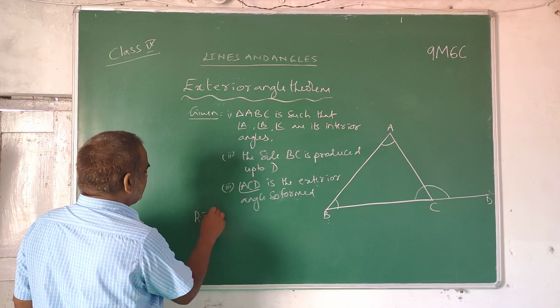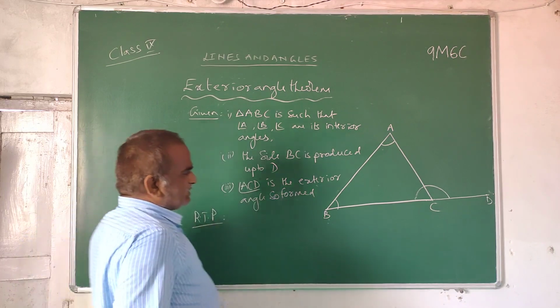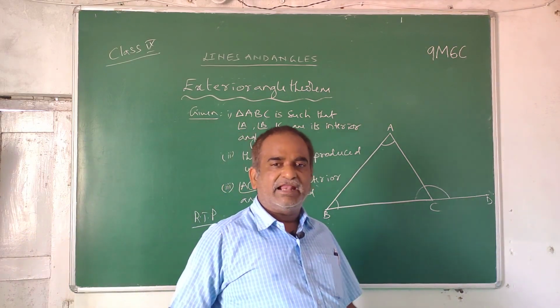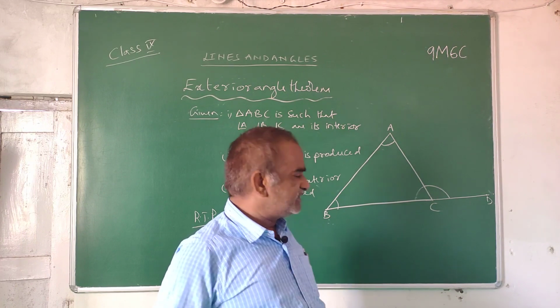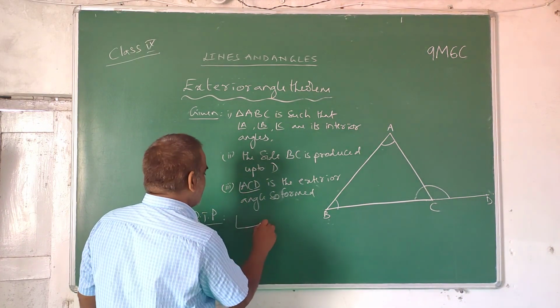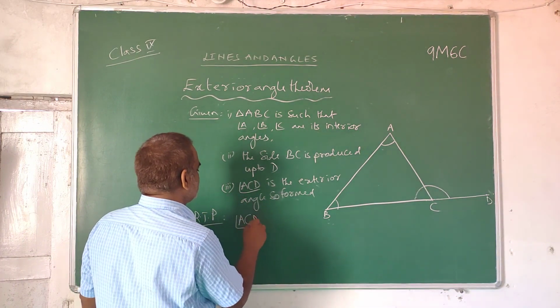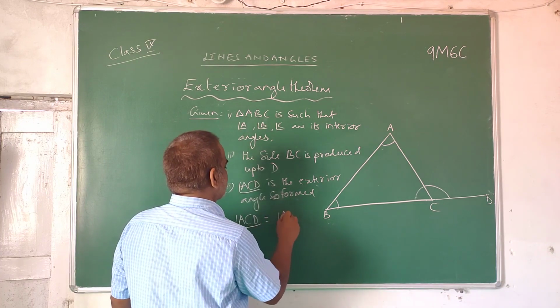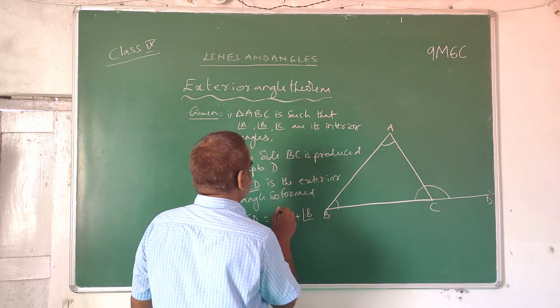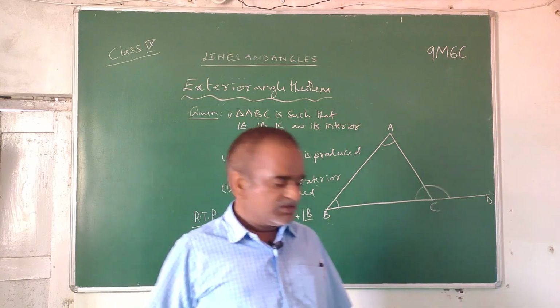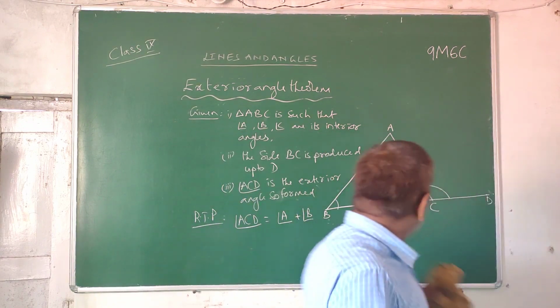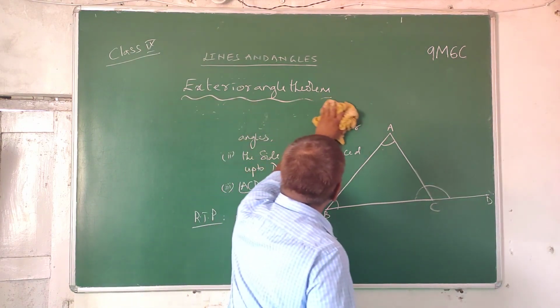So what is required to prove? That the so-formed exterior angle is equal to the sum of its opposite interior angles. So angle ACD is equal to angle A plus angle B. This is what we are supposed to prove. Did you understand? So how do we prove this? You see now.